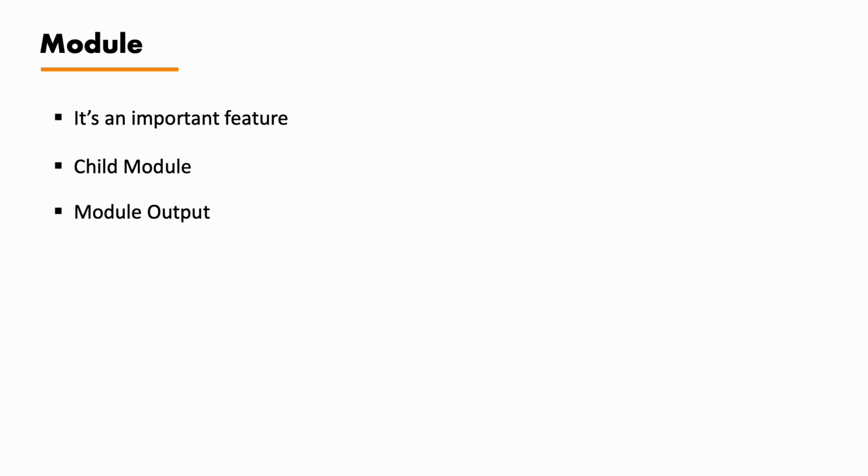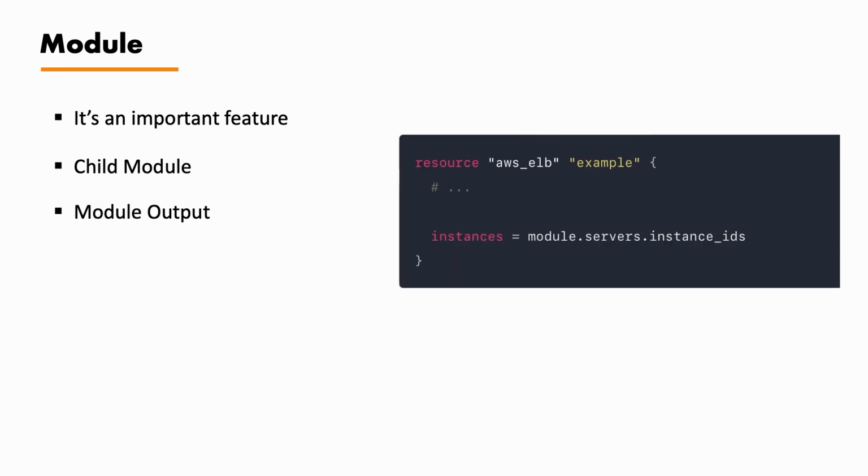Module output, basically your module can return some values, just like we talked about in the previous slides. Just like a normal function can return a value, your module also can return a few values so that they can be used by other modules. Here you can see instances equal to module.servers.instance_ids. So this instance_ids is the output variable from a module.